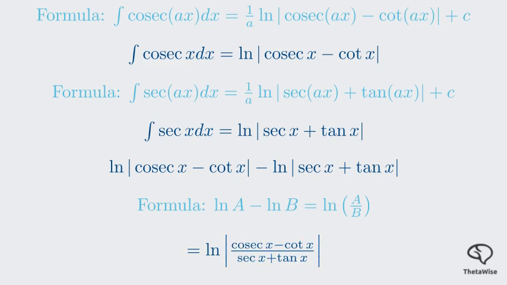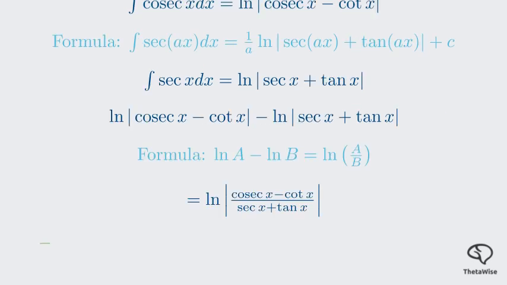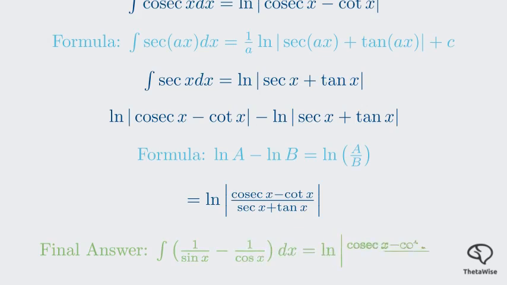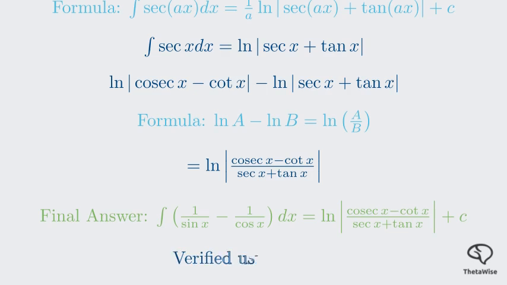Finally, we must remember to add the constant of integration, plus c, to our final answer. So, the integral of 1 over sine x minus 1 over cosine x is the natural log of the absolute value of cosecant x minus cotangent x over secant x plus tangent x plus c. We can also see that the solution provided in the memo, ln cos x minus ln sec x plus tan x plus c, is the same answer before we applied the log property. Therefore, our solution is verified.